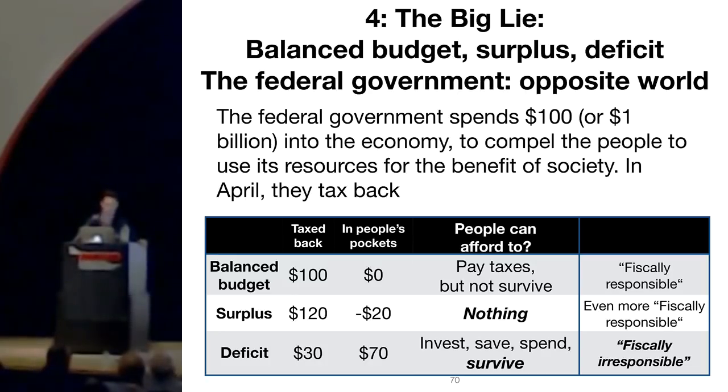And finally, the deficit. Government spends $100 into the economy, or $1 billion, whatever it is. Spends $100 into the economy, so people do what benefits society. In April, they tax back $30. What do the people have in their pockets? They have $70 after paying their taxes. Now they can invest and save and spend and survive. And this is called fiscally irresponsible.